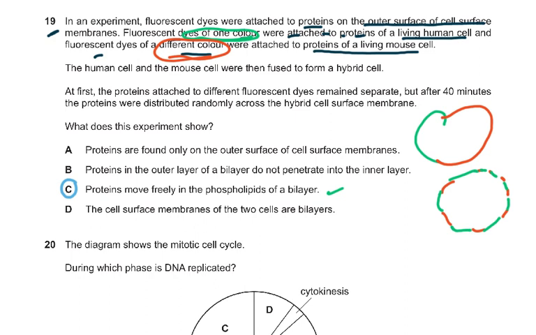So you have to understand the dyes were attached to proteins on the outer surface of the cell membrane. So they were randomly distributed, because the proteins move randomly in the phospholipid bilayer. That is one of the syllabus points that you are supposed to learn, the fluid mosaic model.